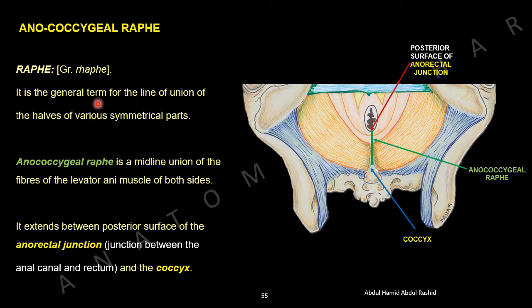Raphe is the general term for the line of union of the halves of various symmetric parts. The anococcygeal raphe is the midline union of the fibers of the levator ani muscle of both sides. It extends between the posterior surface of the anorectal junction, that is the junction between the anal canal and the rectum, and the coccyx. So the anococcygeal raphe is here, where the two halves of the levator ani muscles meet. It extends from the posterior surface of the anorectal junction to the tip of the coccyx.